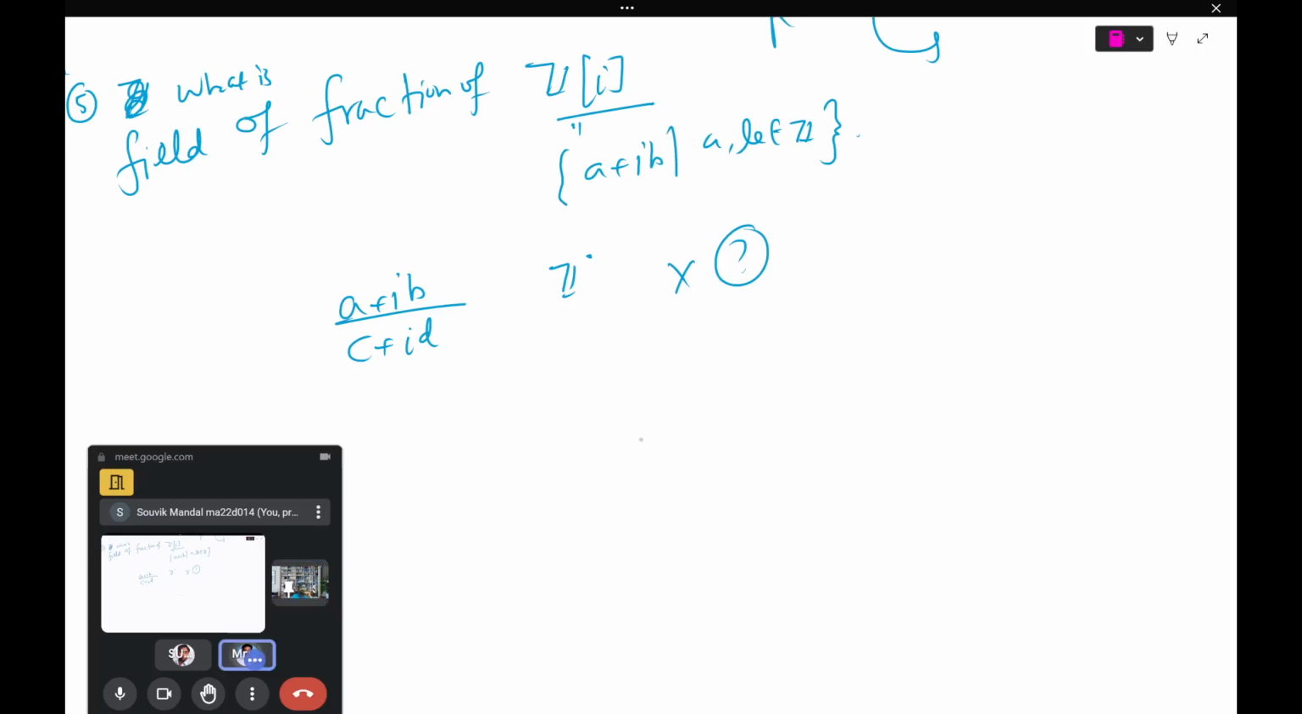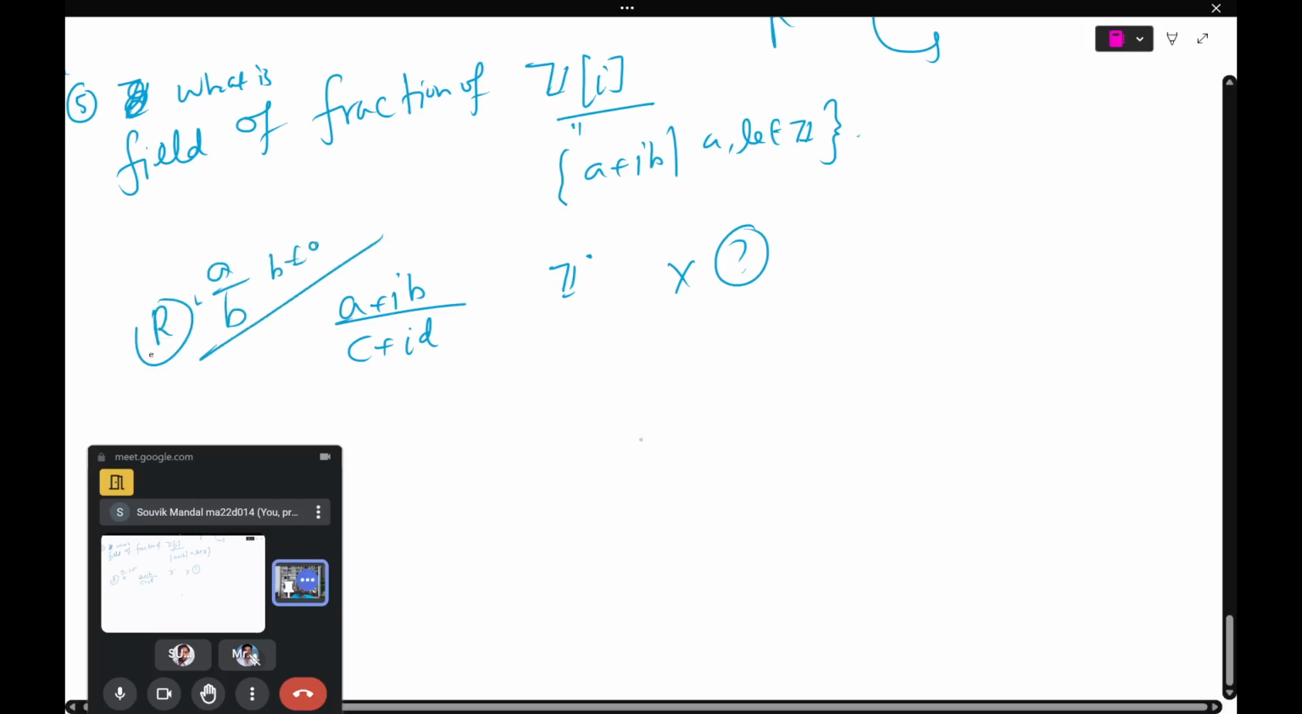x square plus 1 is a polynomial. I mean, suddenly from irreducible, suddenly what polynomial is coming? You have only the ring Z. You know that if R is a ring, then its field of fractions is equal to A by B, where B is non-zero. So suddenly what polynomial element is coming?